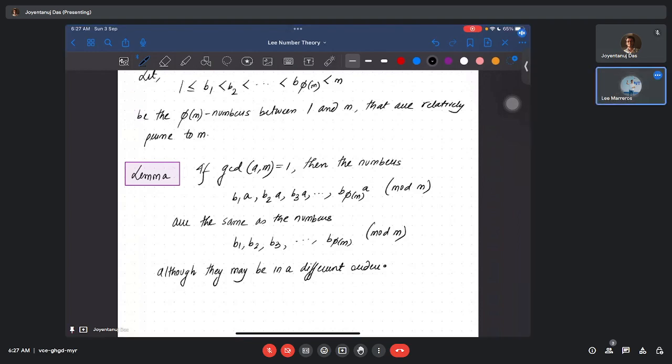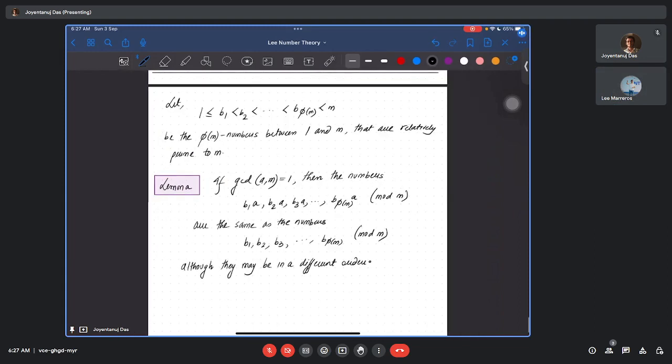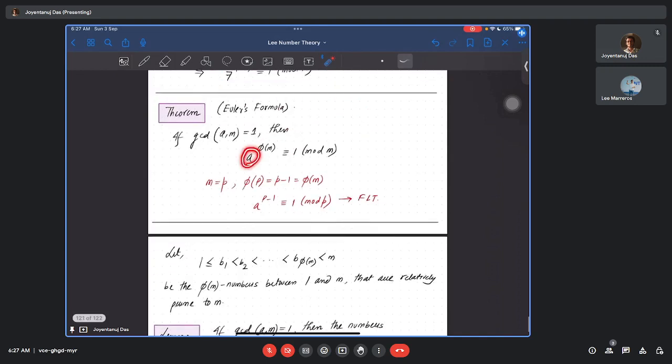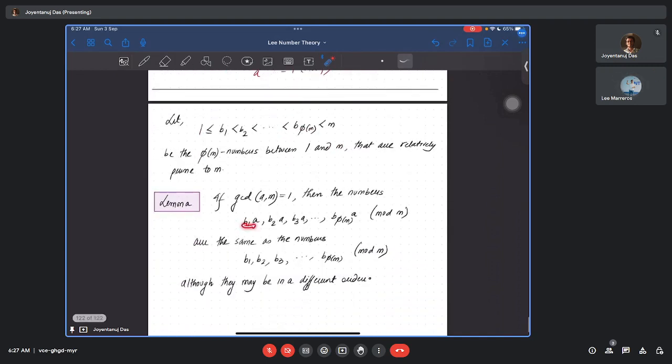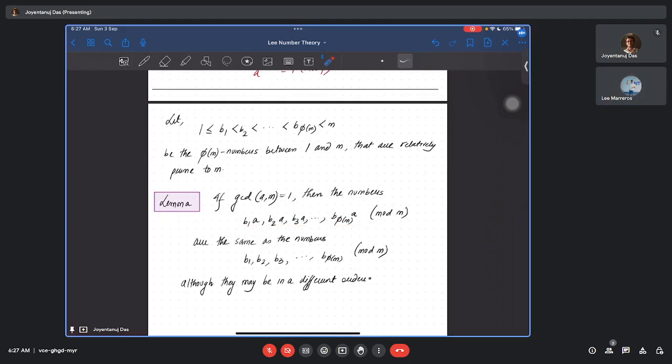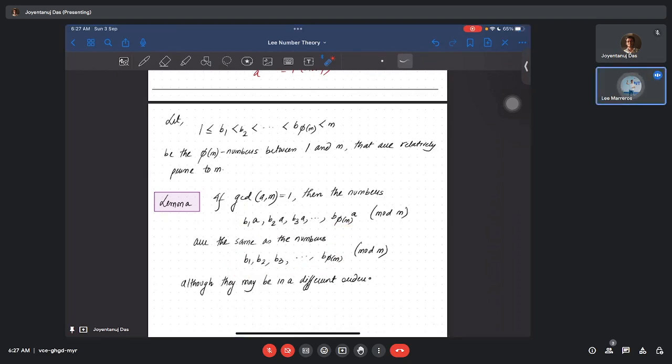So this part, B1A. What is B1A? This is the list of numbers that we have found out, that are relatively prime to M: B1, B2 up to B of phi(M). Each number I am multiplying with A, so that's why B1A, B2A, B3A up to B of phi(M) times A. If I create this list and this list, as lists they are the same. The ordering can be different.